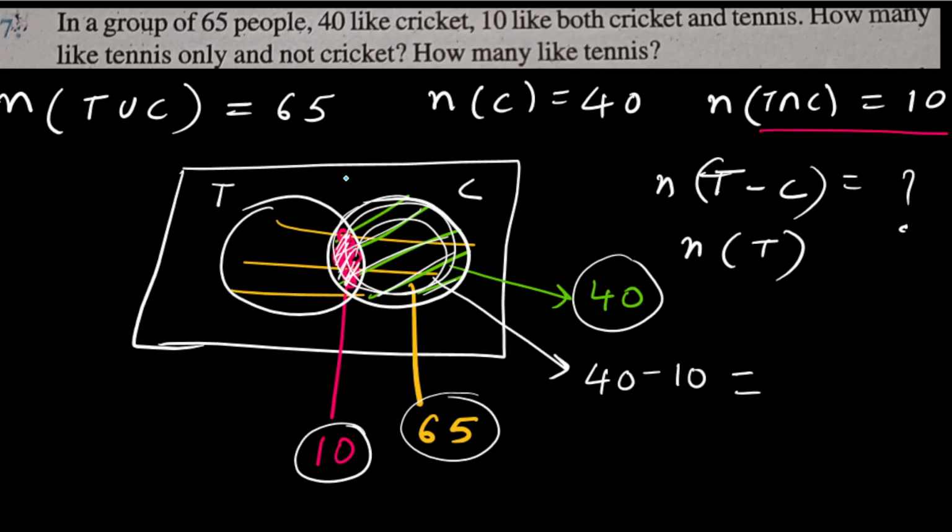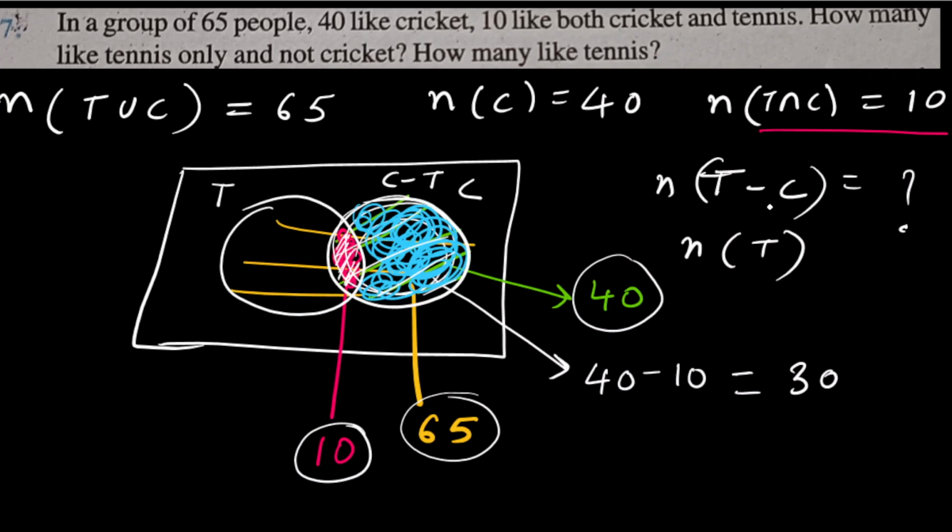I'll just highlight with again a different color. This one with blue color I'm highlighting. With blue color, the part which I'm highlighting, this is a different part. This is what? This is C minus T. C minus T is 40 because total is 40. From the total I have just to subtract the common. So this is equal to 30.